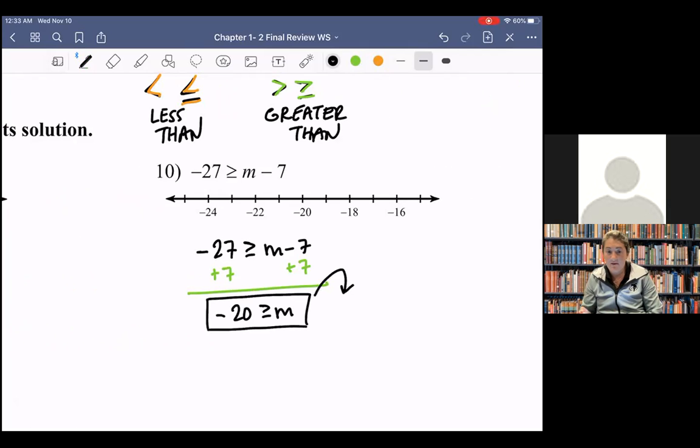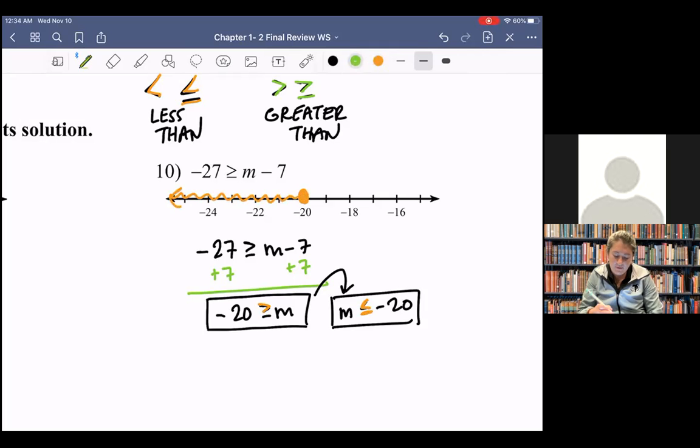but I like to rewrite it with the letter first. If I rewrite it with the letter first, that'd be m is less than or equal to negative 20. So if I rewrite it with the letter first, the alligator still has to be eating the same number. So when I rewrite the m first, it's still going to be eating the negative 20. Like it should be open towards the negative 20. So it ends up flipping like that. So now that I have it like this, I see that I need to put a closed circle on negative 20. And it should be going to the left. This side should be shaded.